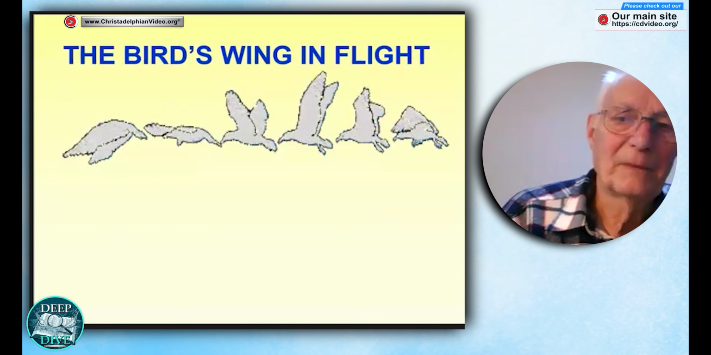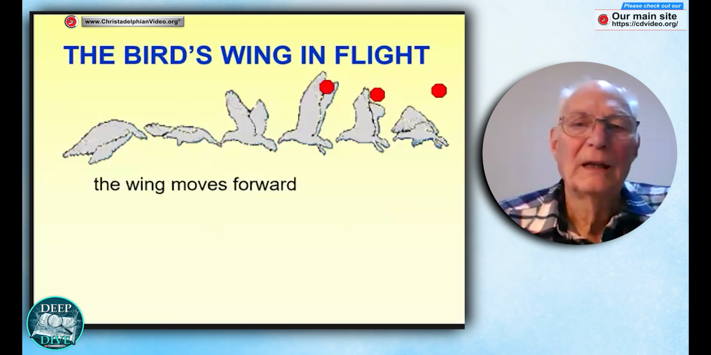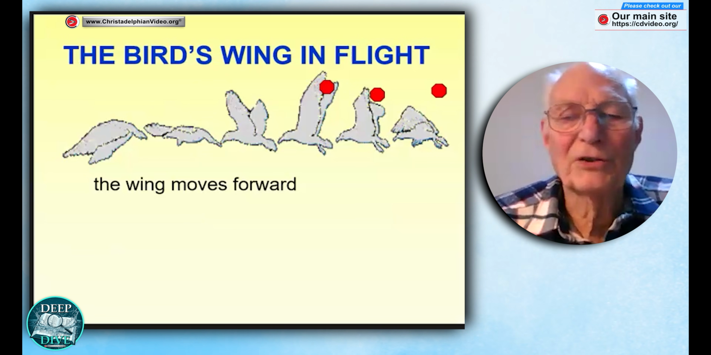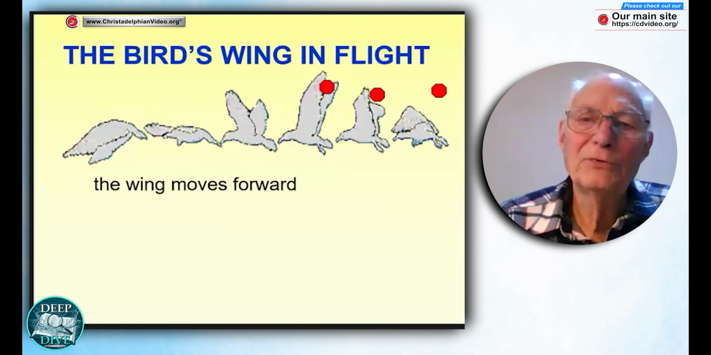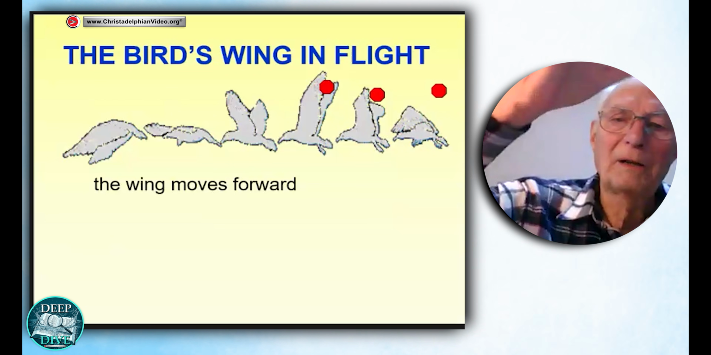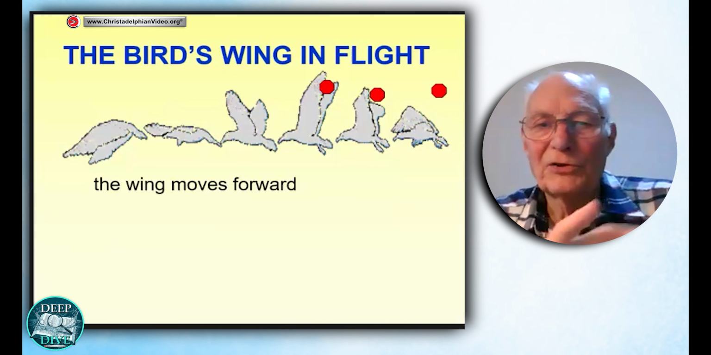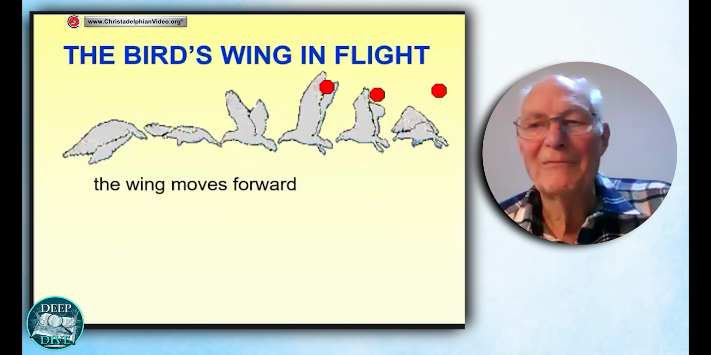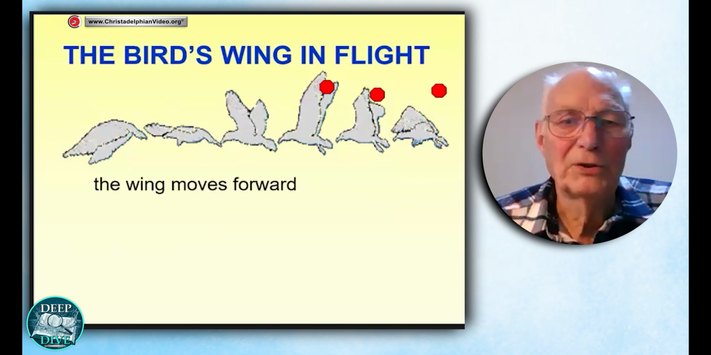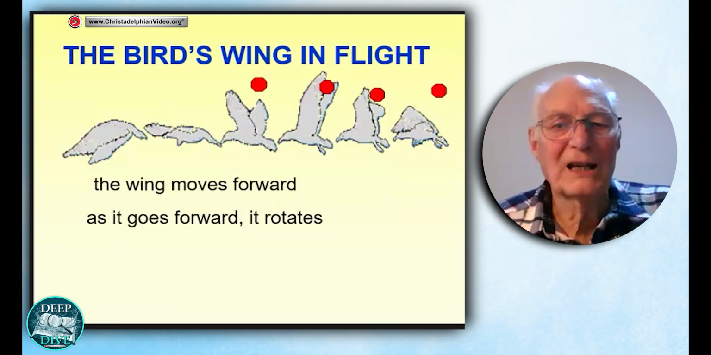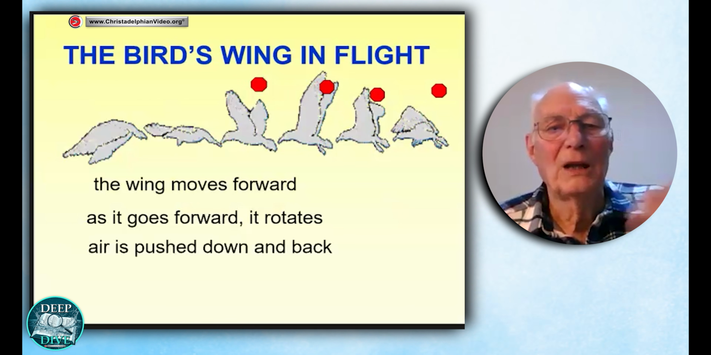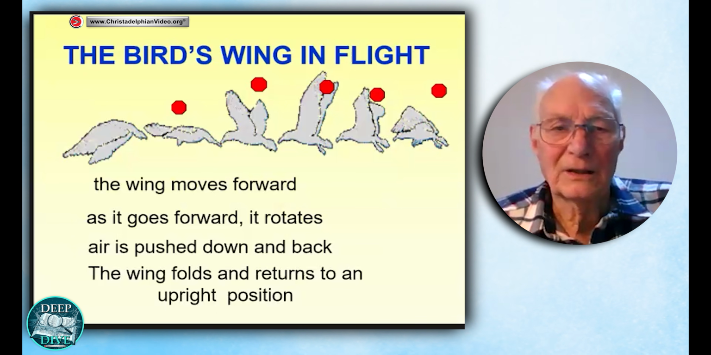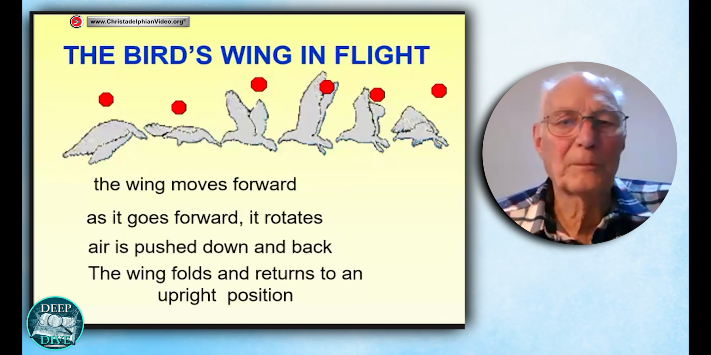So here's a picture of a bird in flight. And if you start off from the right-hand side where those red dots are, you can see it moves its wings forwards, up and then downwards, and throws the air behind it as it goes forwards. Finally, it recovers and returns to its original position. As it goes forward, it rotates and thrusts the air backwards and downwards, and then it comes back to state number one, the upright position.